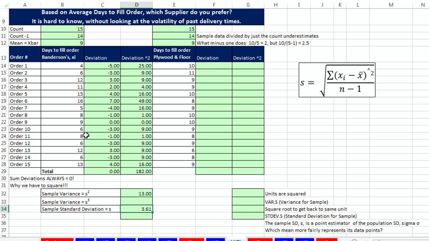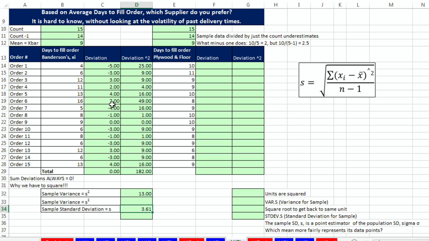So for Banderson's, remember the units are days. The average time to deliver the custom wood order for Banderson is 9 days, with a sample standard deviation of 3.61 days. So that's for Banderson. As soon as we calculate for plywood and floor over here, obviously the standard deviation, which is the smallest, meaning the average deviation time, number of days, the smaller one's going to be better for us in trying to run our business.